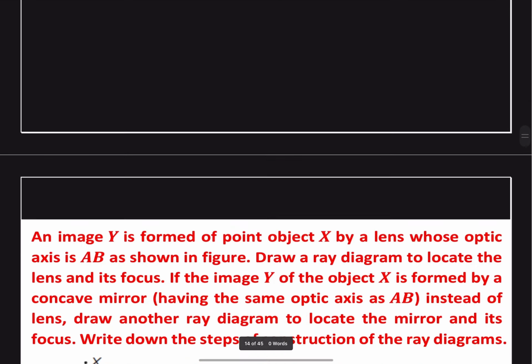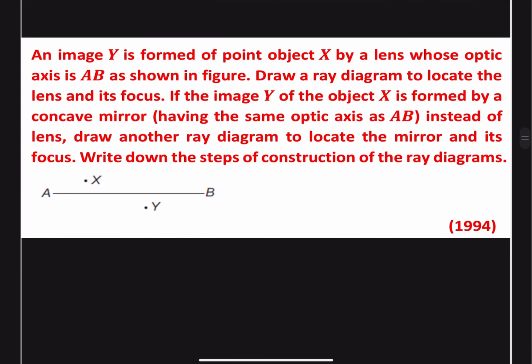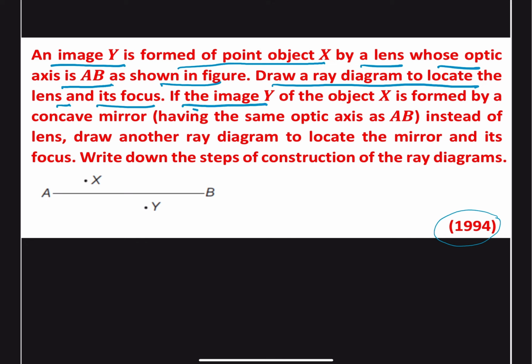So we come to the next question, and it is a simple ray diagram question. It was asked in the year 1994, and it says that an image Y is formed for a point object X by a lens whose optic axis AB is shown in the figure. Draw a ray diagram to locate the lens and its focus. If the image Y of the object X is formed by a concave mirror having the same optic axis AB instead of the lens, draw another ray diagram to locate the mirror and its focus.